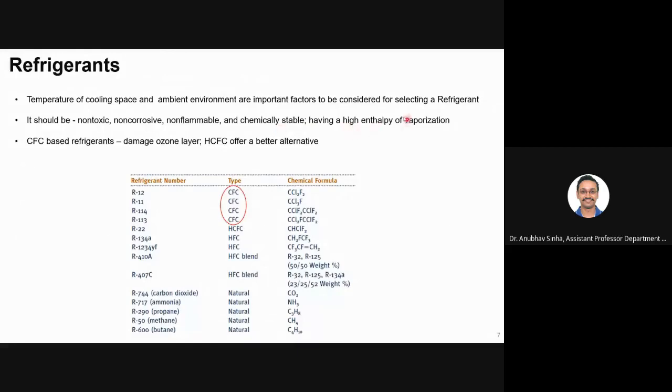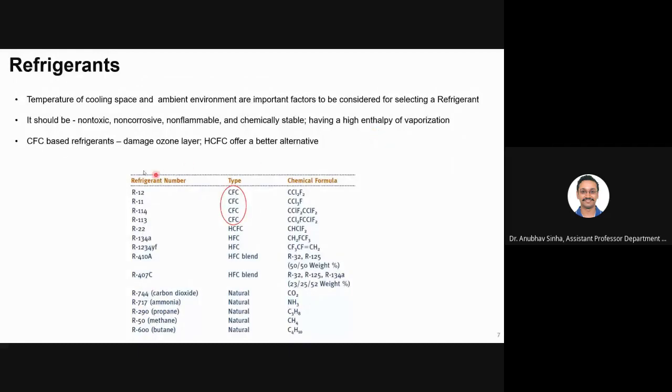And if you have high enthalpy of evaporation, what will happen? Anyone? More heat can be expected. So do I need more amount of refrigerant or less amount of refrigerant? Less amount of refrigerant. Correct. So if we have higher enthalpy, we need a lower amount. Mass can be reduced. So that is what we will ideally prefer.